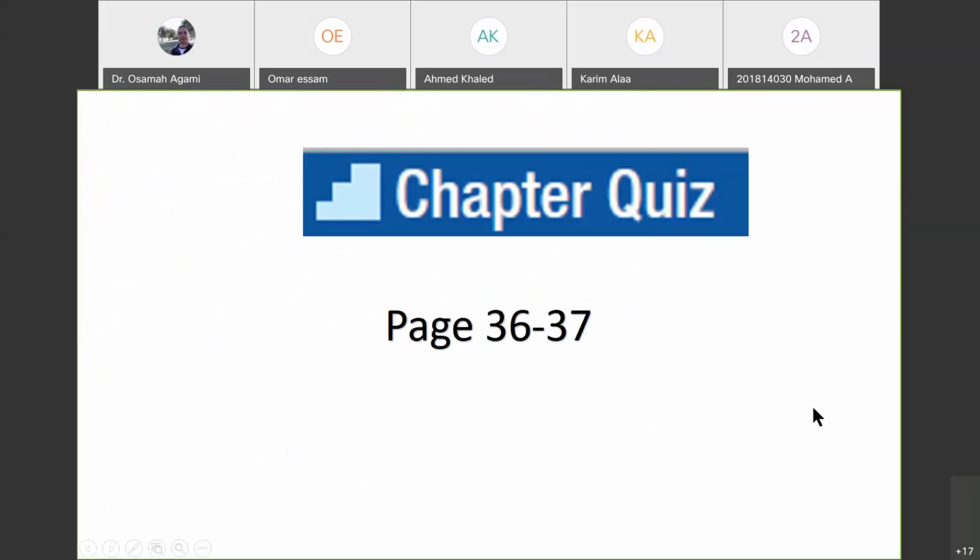I will go for the quiz for this chapter, up to what we have done so far, right? This is on pages 36 to 37 in the Bluman book, Step by Step Elementary Statistics Approach, right?